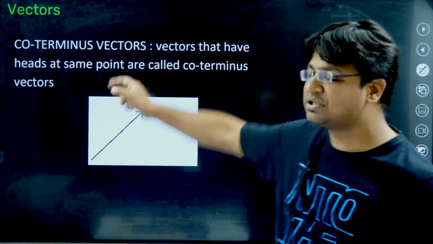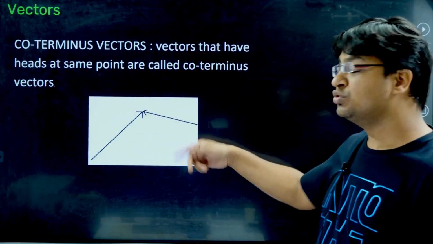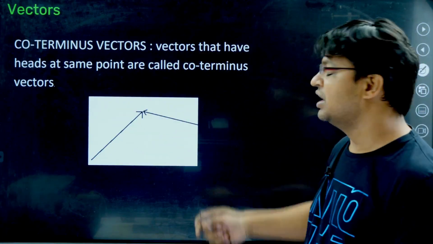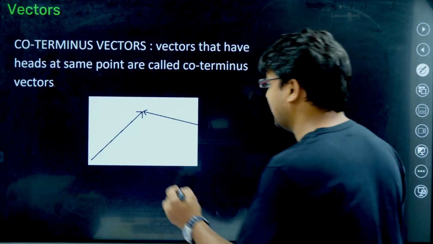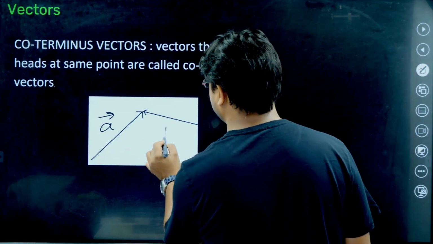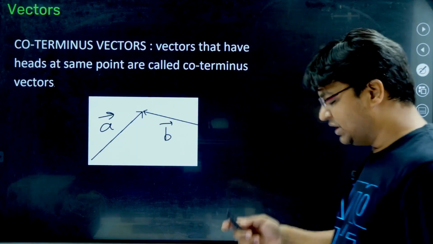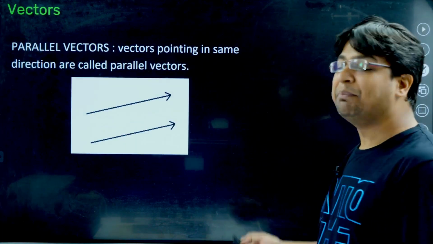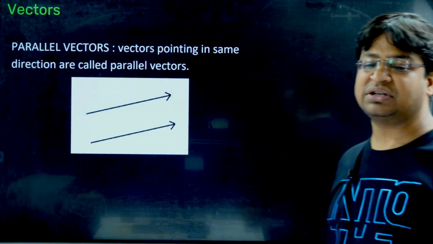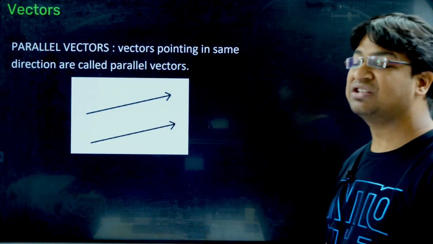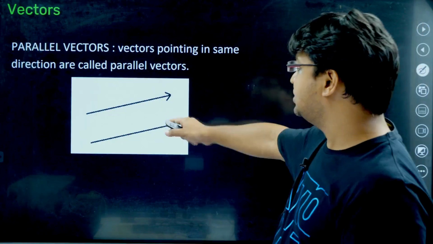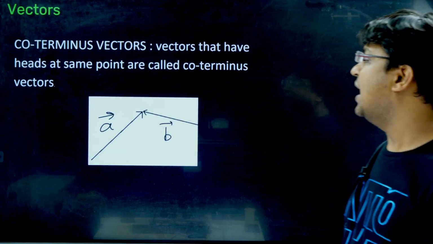Similarly, coterminous vectors would be the ones whose heads coincide. If the two heads are at the same point, then such vectors are called coterminous vectors. All right. Then what are parallel vectors? Parallel vectors are the vectors which are pointing in the same direction. So these vectors are called parallel vectors.